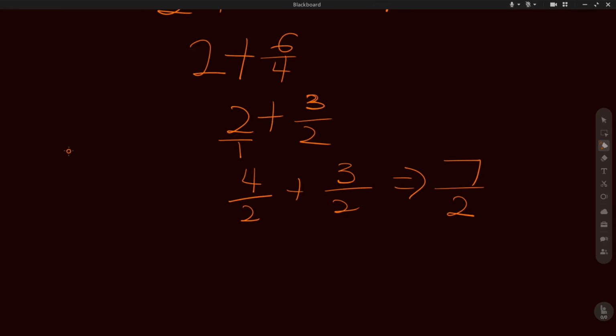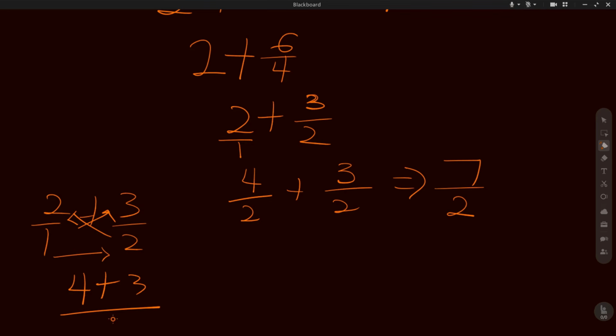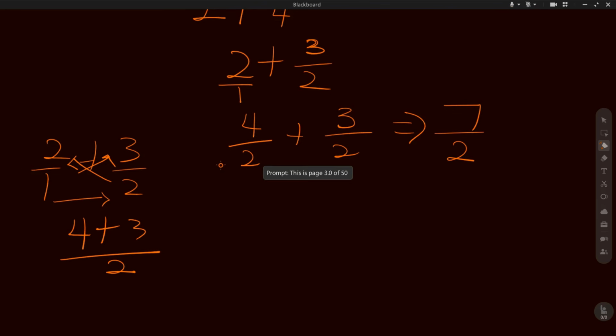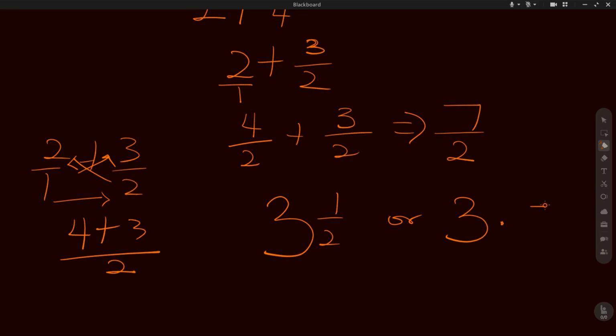Another way to solve this is by saying 2 over 1 plus 3 over 2. We first multiply across. 2 times 2 is 4, plus 1 times 3 is 3. Then over 1 times 2, that's 2. So that gives 7 over 2. And how many times will 2 go in 7? That is 3 times. Then we have 1 over 2. Or you say 3.5, which is the correct answer.